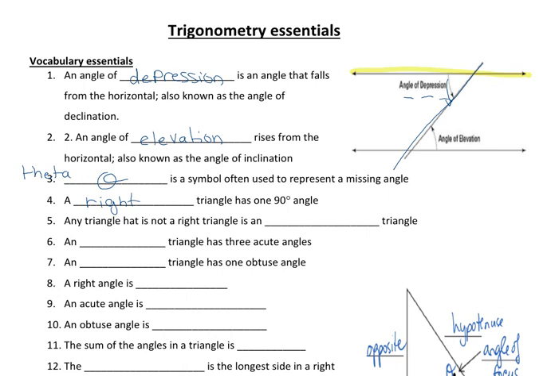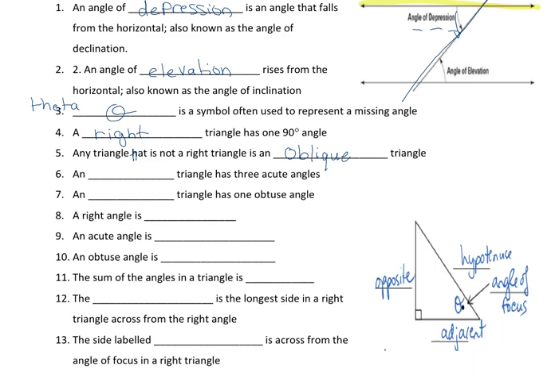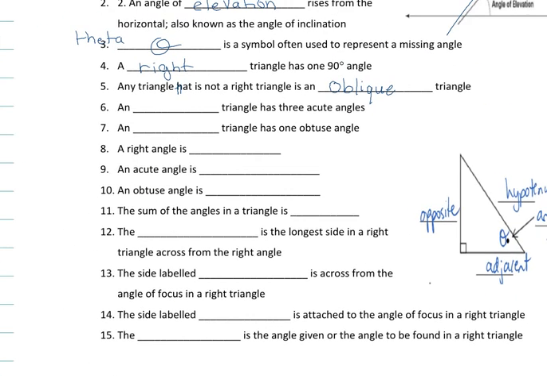So any triangle that is not a right triangle is called an oblique triangle. Then in an oblique triangle, we have more specification. It could be either an acute triangle or an obtuse triangle. It depends on what kind of angles we have in that oblique triangle.